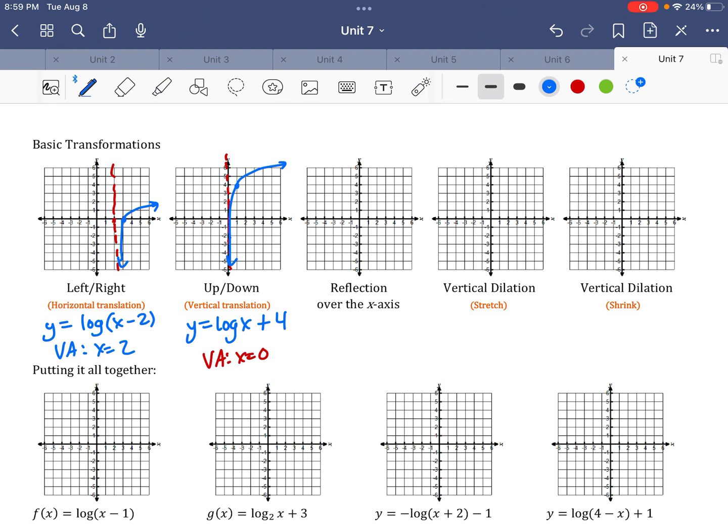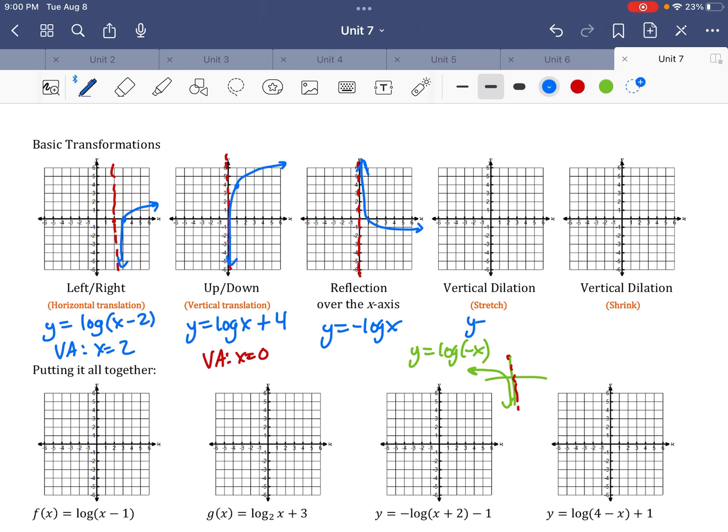Okay. All right, reflection over the x-axis. So the asymptote would not change, and you could also reflect this over the y-axis. We'll do that too. And so your graph would come up and go through here still, but go like that. Kind of looks like an exponential function. The equation would be negative log of x. If you want to reflect it over the y-axis, you would do log of negative x. And so then your graph would look like this. And the asymptote would still be in the middle.